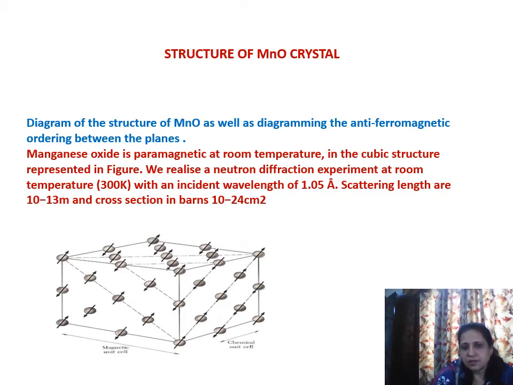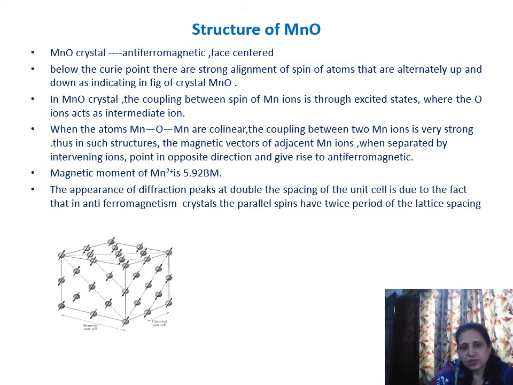with an incident wavelength of 1.05 angstrom, a scattering length of 10 to the power minus 13 cm, and cross section of a barn, 10 to the power minus 24 square centimeter. The nature of manganese oxide crystal is antiferromagnetism, magnetic nature, and face-centered cubic crystal. Below the Curie point, there is a strong alignment of the spins of atoms that are alternately up and down, as indicated in the figure of crystal MnO.